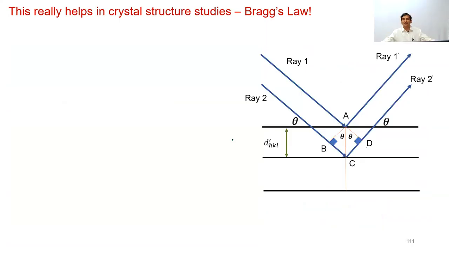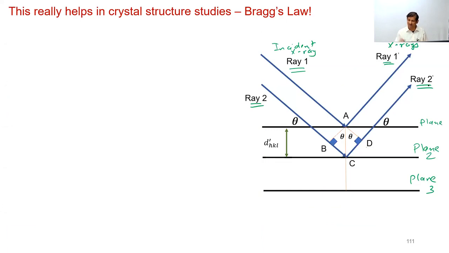Now this really helps in crystal structure studies, Bragg's law. What we have here is crystallographic planes. This is plane 1, plane 2, and this is plane 3, a set of parallel planes. This is your incident X-rays, ray 1, ray 2, and these are the scattered X-rays. So ray 1 gets scattered as ray 1 prime, ray 2 gets scattered as ray 2 prime.